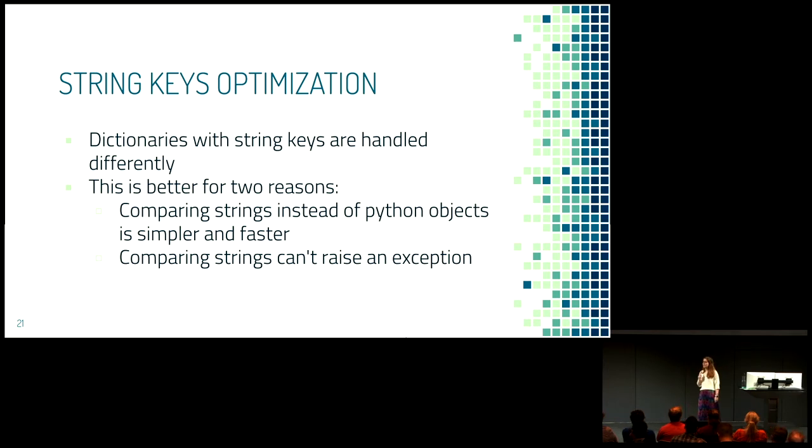But now, what if it's a string? Comparing strings is something much easier, much simpler. So actually, we can introduce this optimization. If we are talking about just strings, then I'm not going to call down the rec. I'm just going to compare them. And another thing that is good about this is that there is no possibility of raising an exception. This is also quite linked to the other one, because class attribute names are also strings, so it's hand in hand.